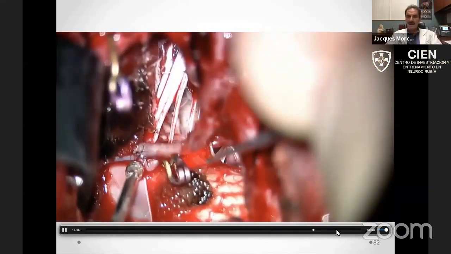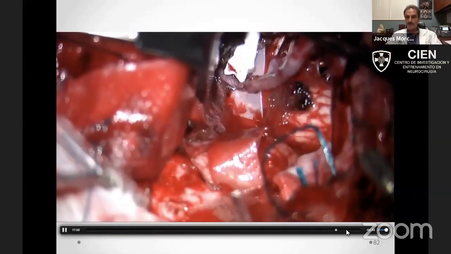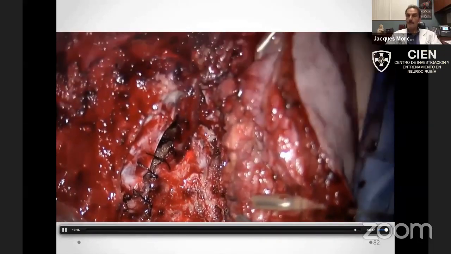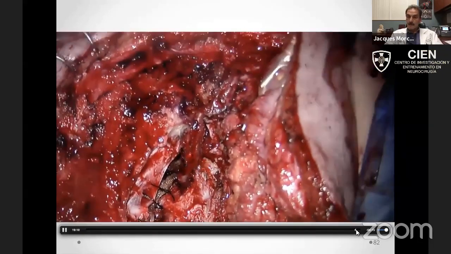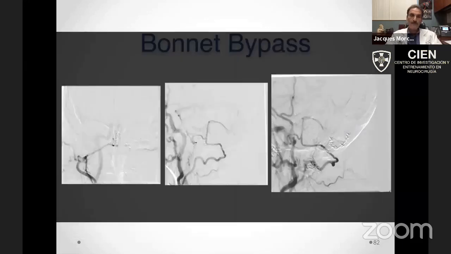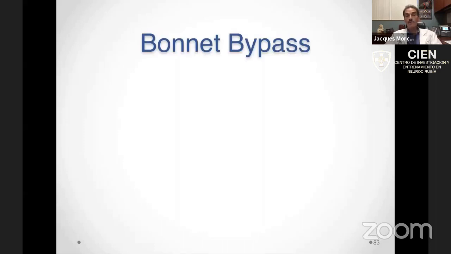And by the end, I'm going to skip through. You measure the flow. Bypass looks excellent. And here is the bypass. Post-op angiogram, very nice anastomosis, and the patient's symptoms completely disappeared. You can see the basilar filling through this bypass.